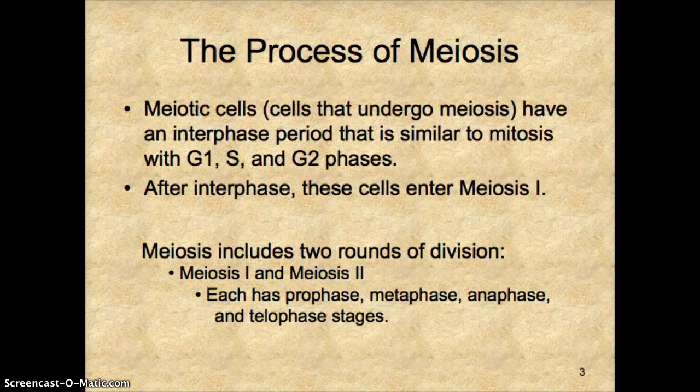The process of meiosis is very similar, as I said. We'll begin with an interphase period, a G1, an S, and a G2 phase. Everything that happens in mitosis during that period also happens in meiosis. After interphase, that's when the cells actually enter meiosis. They'll begin at meiosis 1. Each of those two rounds, meiosis 1 and meiosis 2, will have the same type of division stages: prophase, metaphase, anaphase, and telophase.